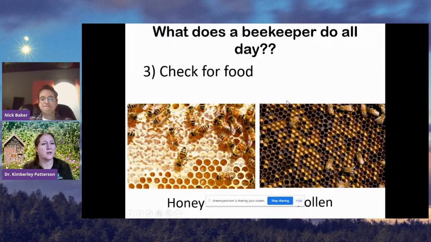So as a beekeeper, how frequently do you check for food? Is it daily, weekly? It really depends on the time of year. During the winter time, we have to feed our bees to keep them going through the winter. And this is the commercial beekeepers. Hobbyists may not have to feed if they've got one beehive in their backyard.